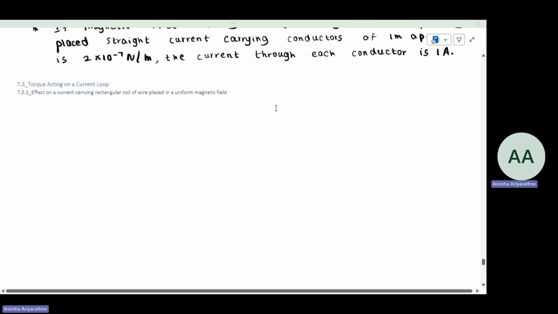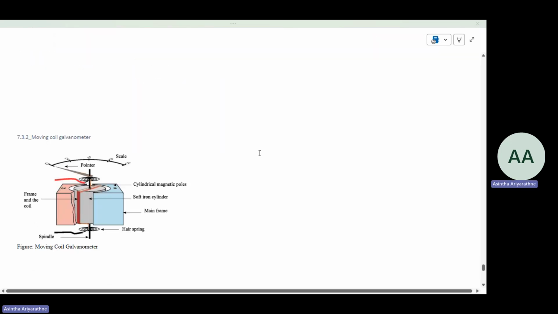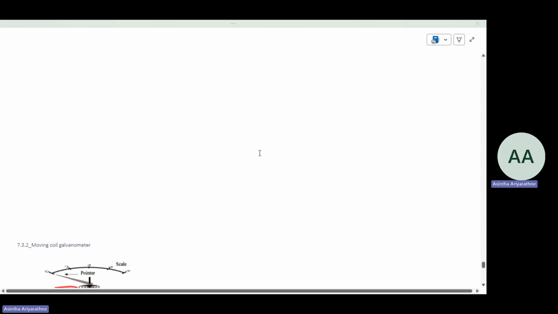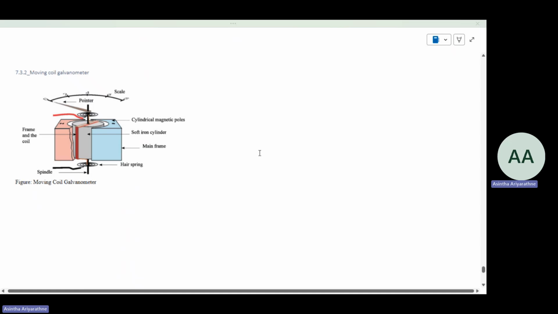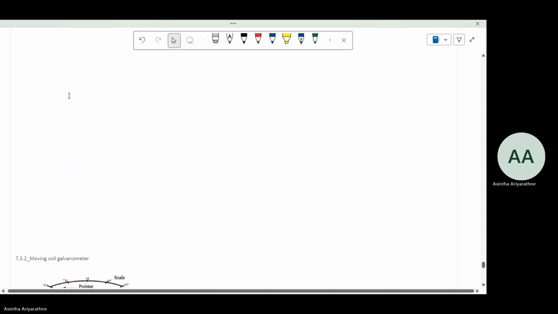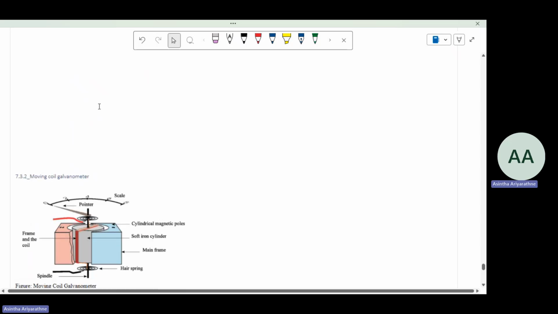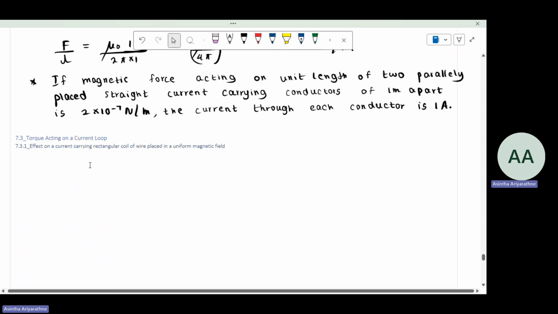Right. So let's move on to the next section, where you're going to find the torque acting on a current loop. This is very useful actually. This next section is the basic governing mechanism of the moving coil galvanometer as well as the DC motor, right? It is how the galvanometer and the DC motor work, totally based on the torque acting on a current loop. Now let's look at this one.